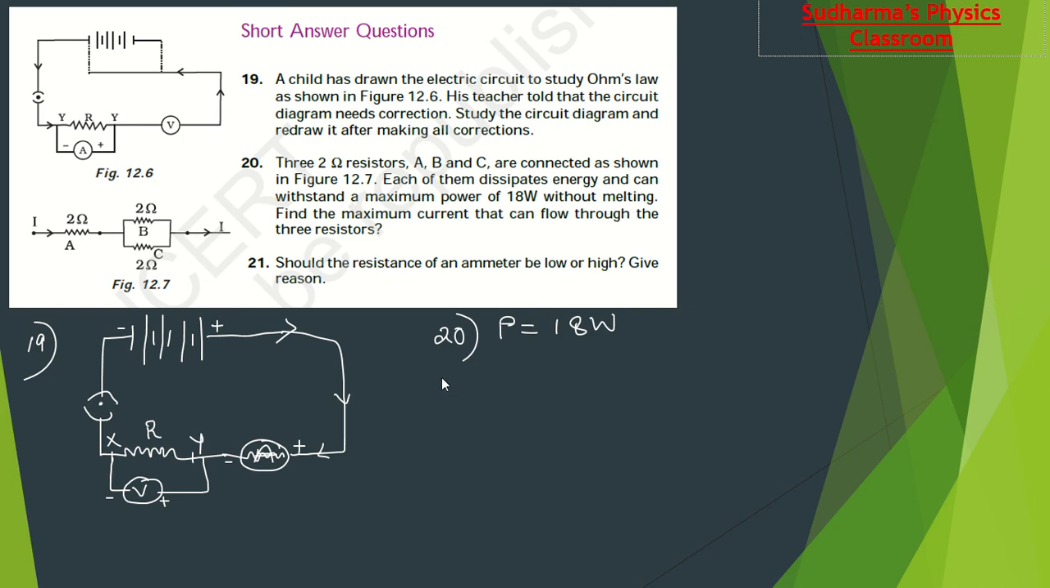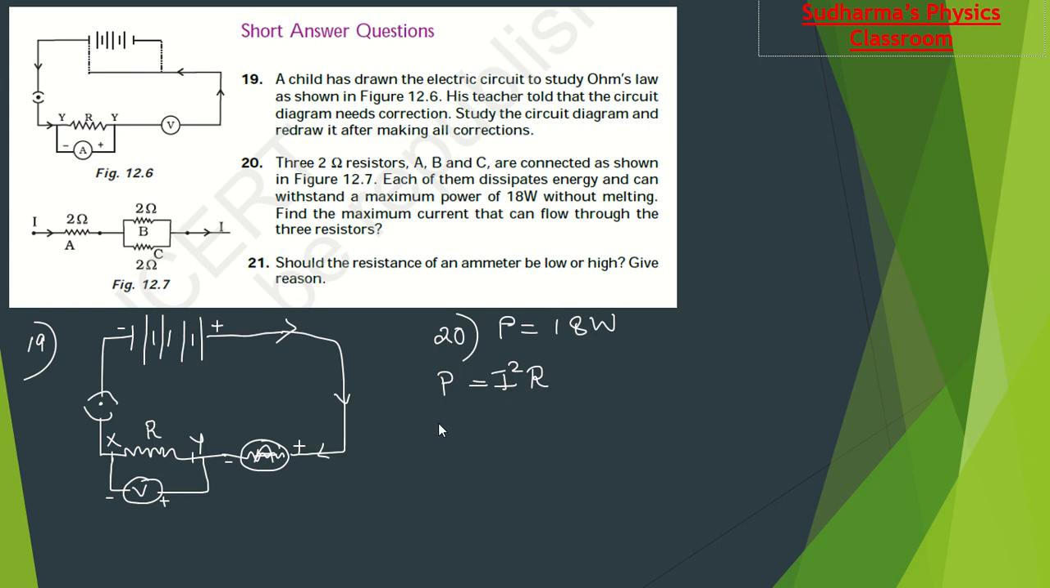We have the relation between power, current and resistance: P equals I square R. I am choosing this equation because they are asking about current, resistance is given, and no potential difference is provided. So I am going to calculate, by the maximum power it can withstand, how much current can flow through this resistor A, which comes in series.